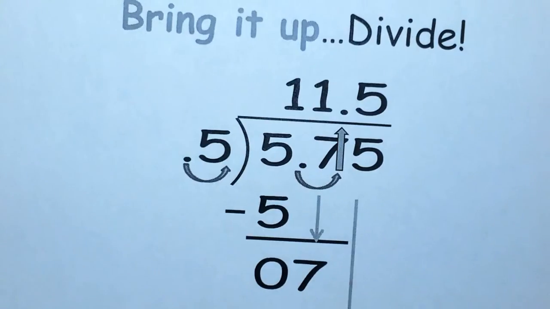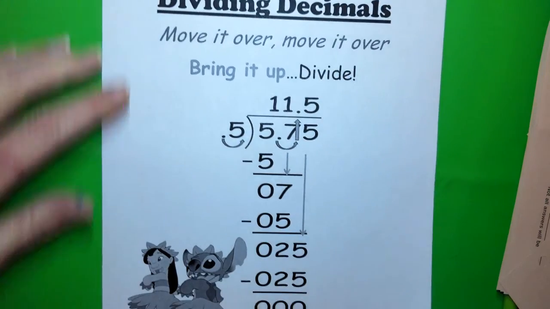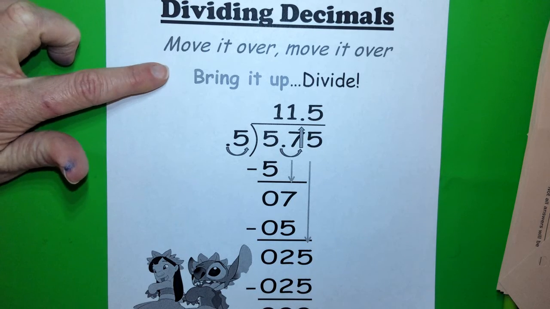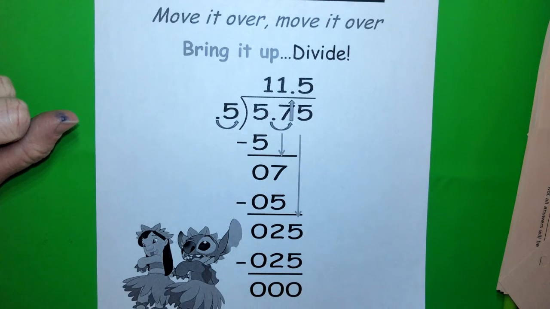But keep in mind that if I'm going to divide decimals, I need to, so I'm going to zoom out, I need to move it over, bring it up, and divide.